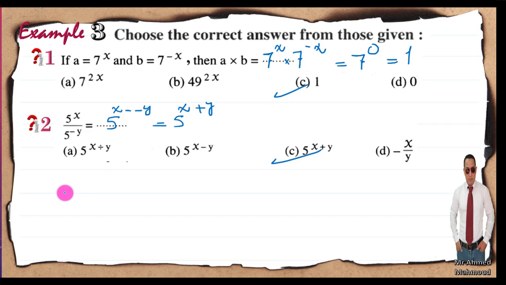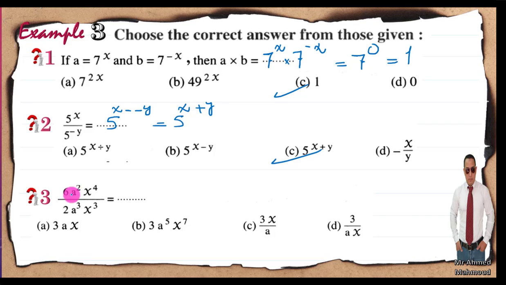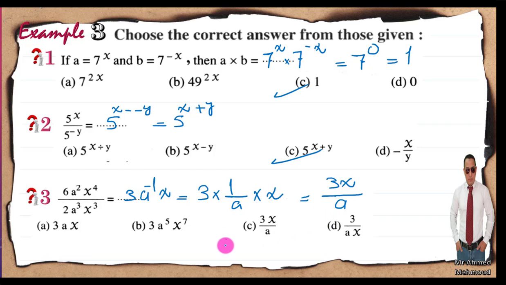This is tricky. Number 3, 6 a power of 2 x power 4, and so on. Now I'm going to simplify this one like this. 6 divided by 2 is 3. a power of 2 minus 3 equal negative 1. x power 4 minus 3 equals 1. Okay, this is not included here, but I will simplify this. 3 times 1 over a times x equal fraction. 3 times 1 times x equals 3x, and a down, this is the value 3x over a.